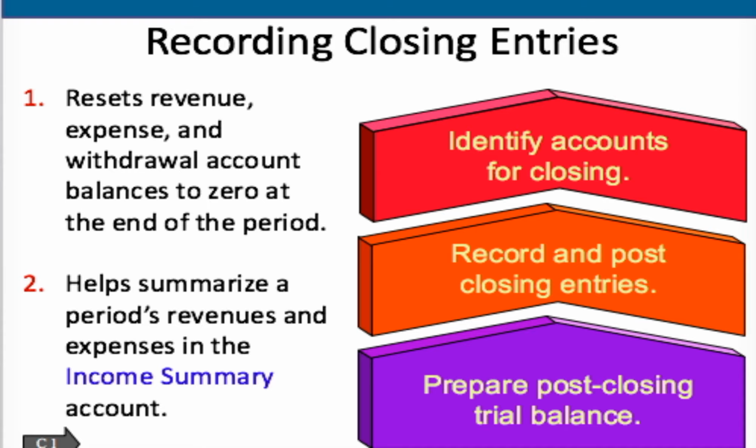The purpose of the closing process has two parts, or two components. First, it resets revenue, expense, and withdrawals account balances to 0 at the end of each period. This also serves to update the owner's capital account for inclusion on the balance sheet. This is done so that these accounts can properly measure income and withdrawals for the next period. And then the second component is it helps in summarizing a period's revenues and expenses.